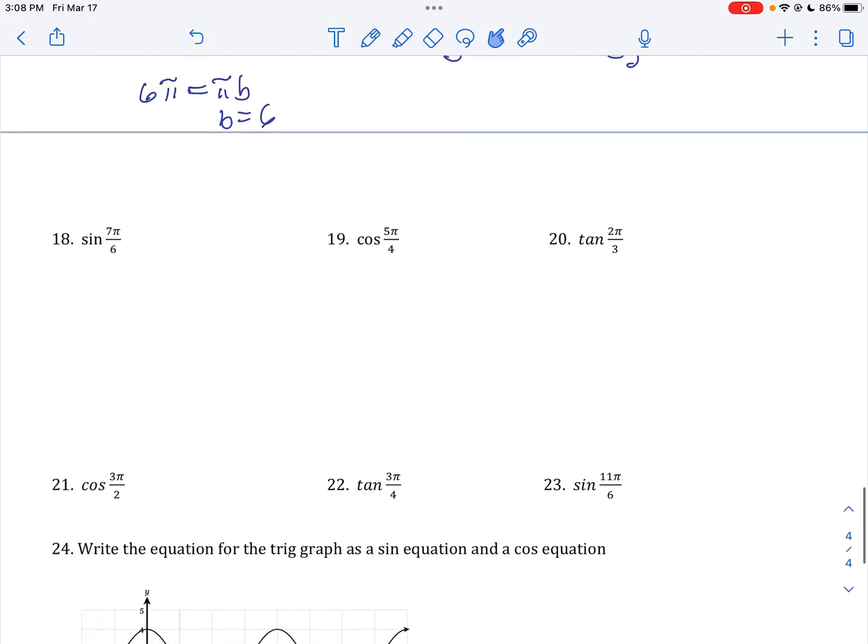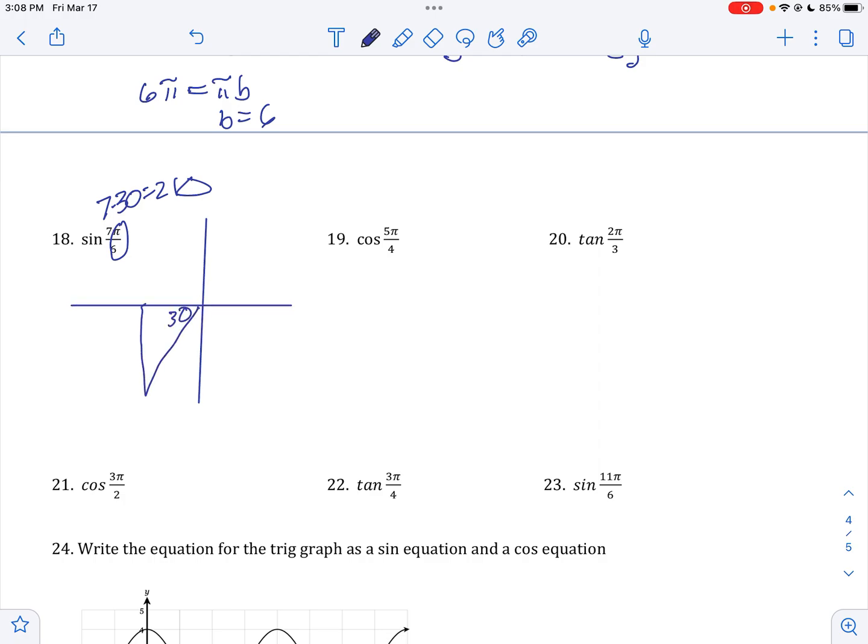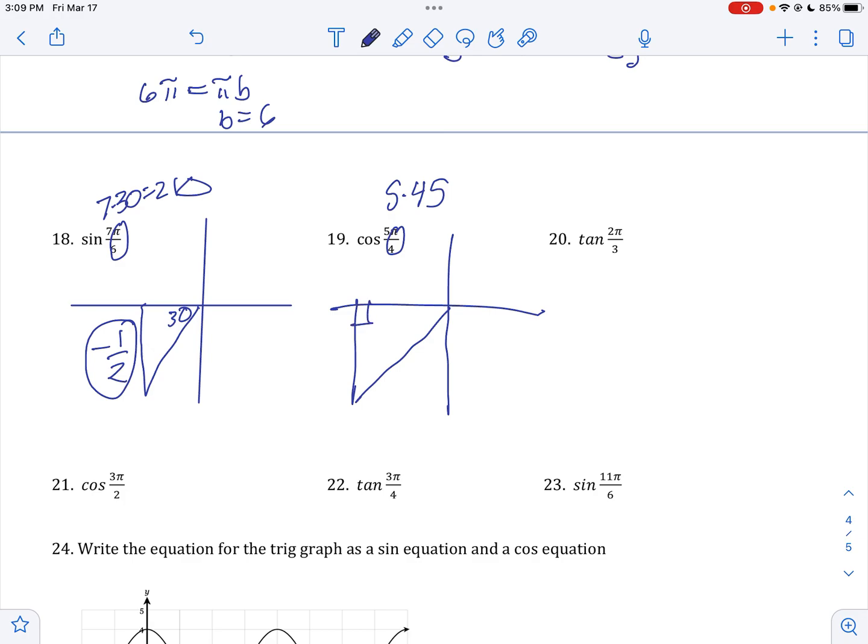Now there's a couple of review problems on here. So this is the sine of 7 pi over 6, so 7 times 30 is 210. These could be some gimme points on the test. So here's 210. Sine is our y value, so it's -1/2. 5 times 45, so that puts us in this quadrant. And I know cosine is our x value.